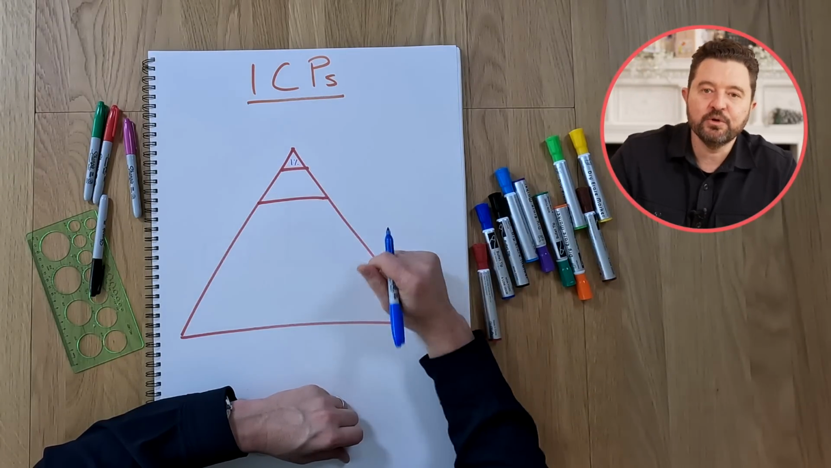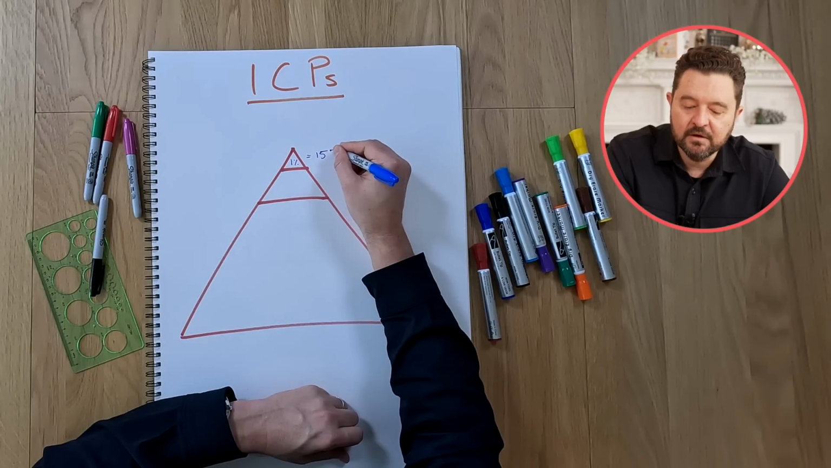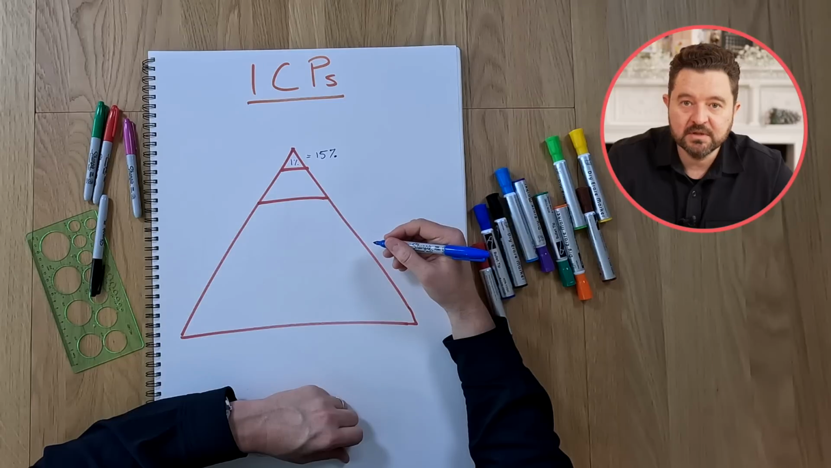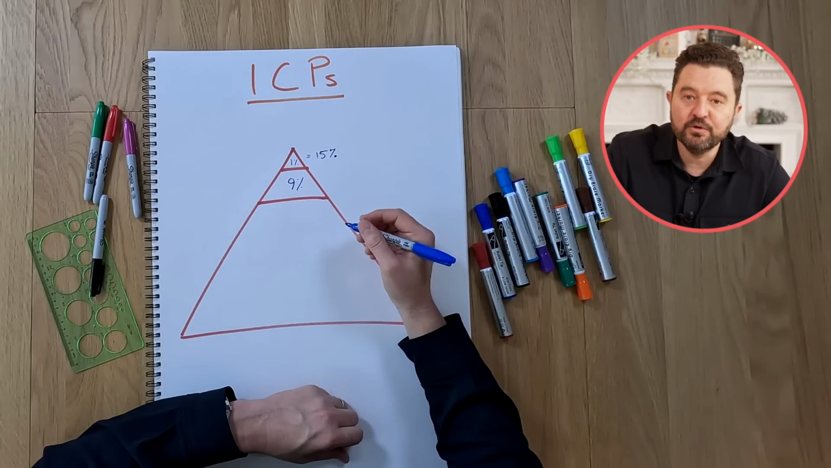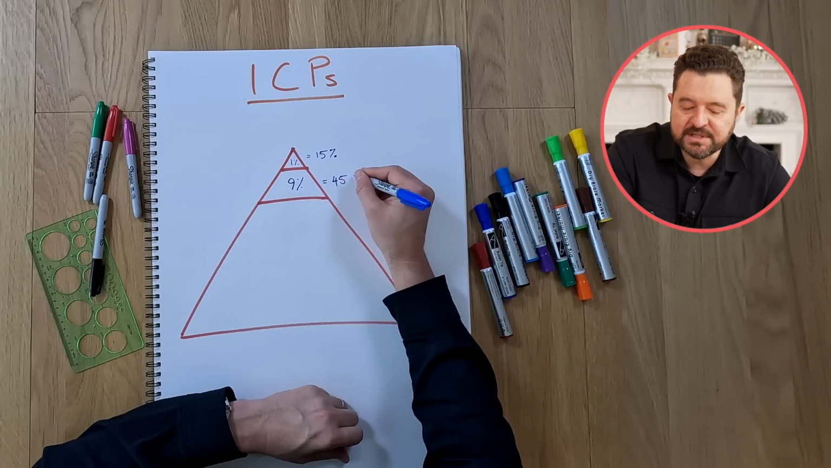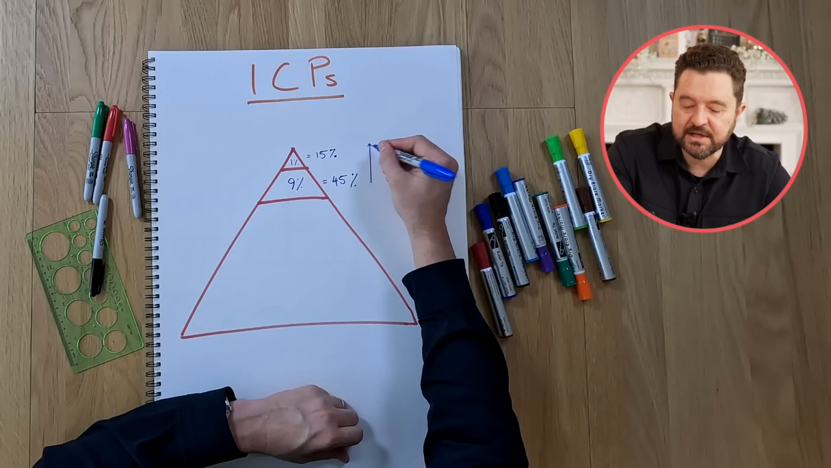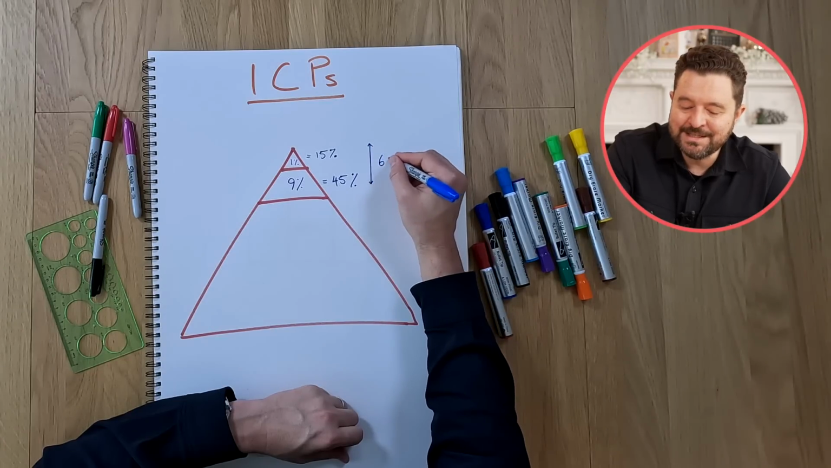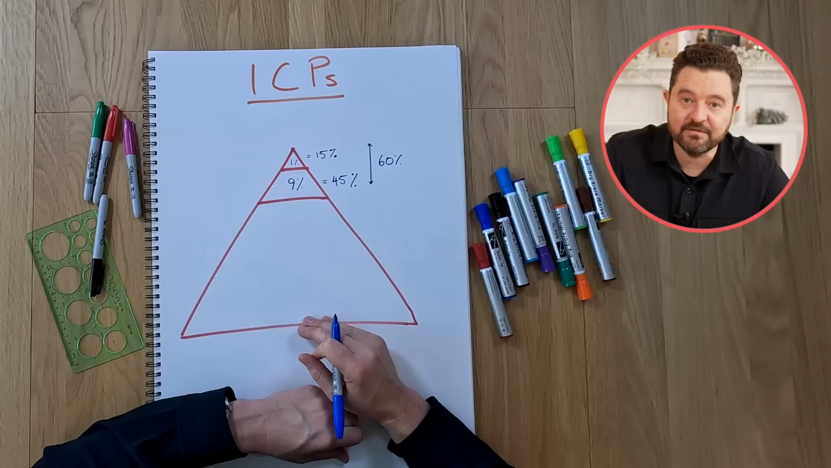1% of the people who know you, like you, and trust you will have about 15% of the budget available to spend. The next 9% of people who know you, like you, and trust you in your audience will have 45% of the budget to spend. So these two, this top 10% here, they've got 60% of the available budget. So the top 10% has got 60% of the budget.